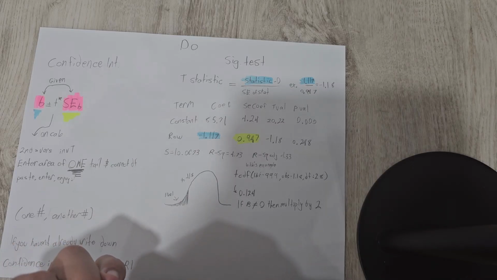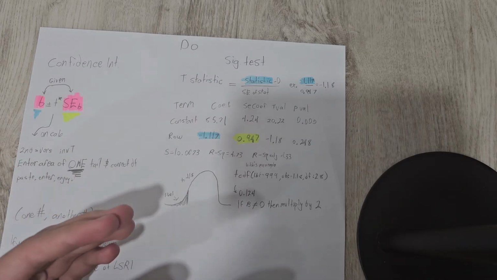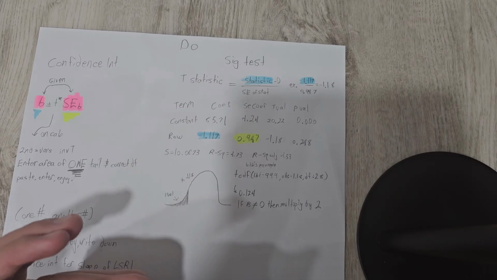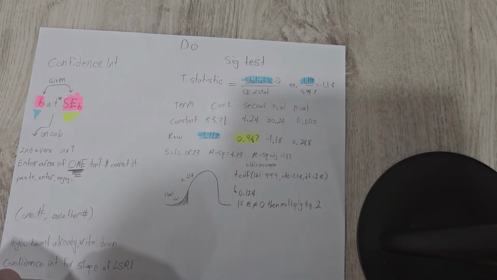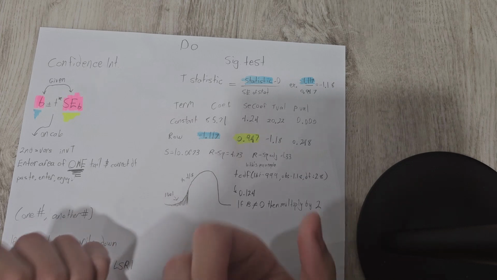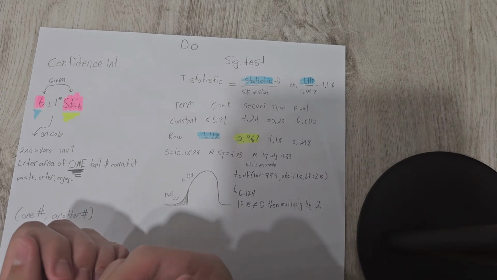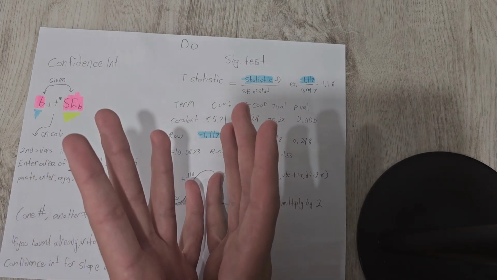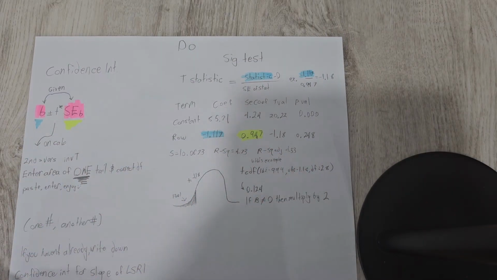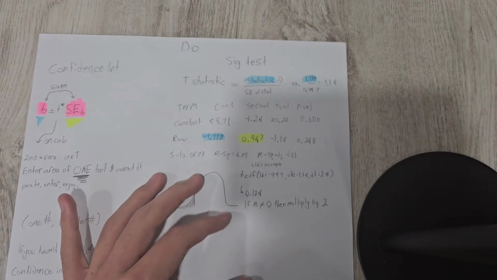However, let's imagine that b is not equal to 0. It's not greater than, it's not less than, it's just not equal to 0 at all, and we're just looking for, is there a relationship? If we're just looking for a relationship, you want to multiply your number by 2. That's basically saying we're checking from here to here, and then the same thing on this side. That's all you're doing. And if you haven't done it yet, you're going to write significance test for slope of LSRL.